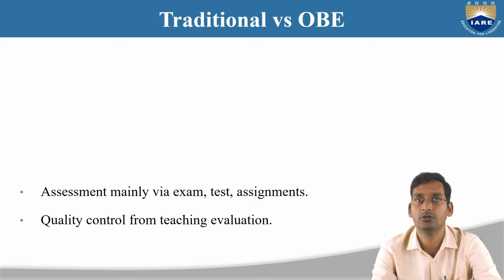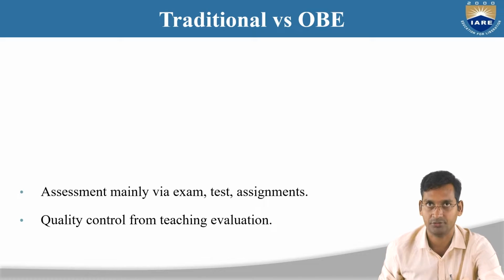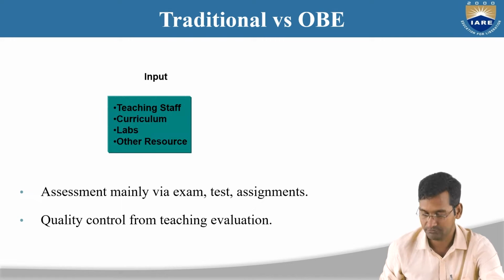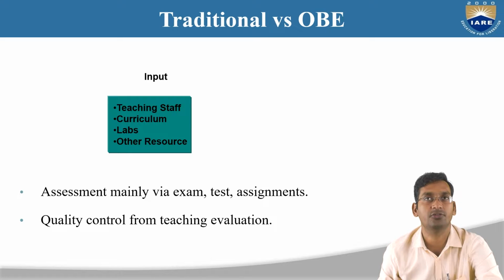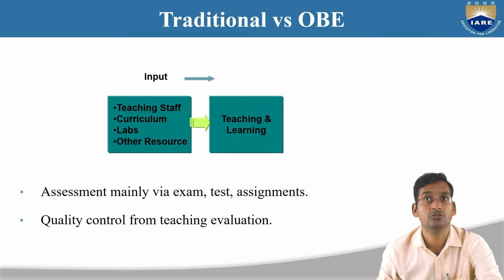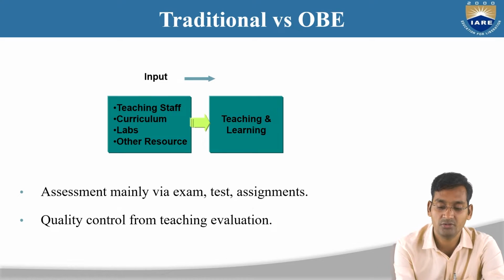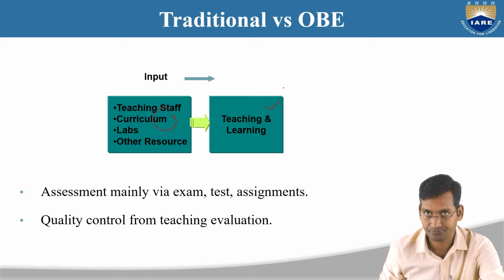Okay, so traditional versus OBE. Here the assessment is mainly via exam, test, assignment, and quality control from teaching and evaluation. So these are the differences from the previous one. Now, input: teaching staff, curriculum, lab, other resources. These are the inputs required for the system. Next, teaching and learning: once all these things are there, the teaching and learning process will follow.